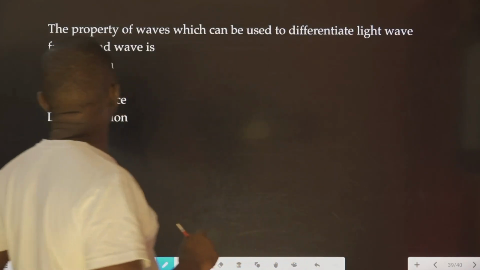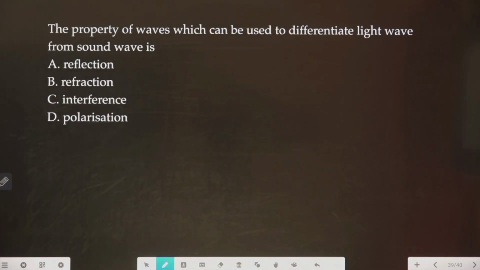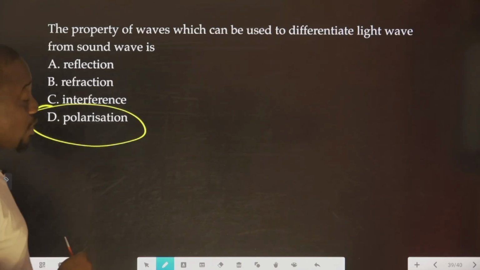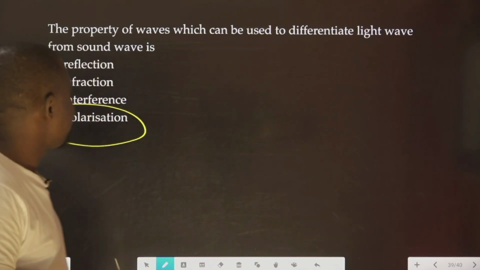It says what? The property of waves which can be used to differentiate light wave from sound wave is what? The property that can be used is called what? Polarization. Polarization. Because light can be polarized, but sound cannot be polarized. Okay? Let's look at it.